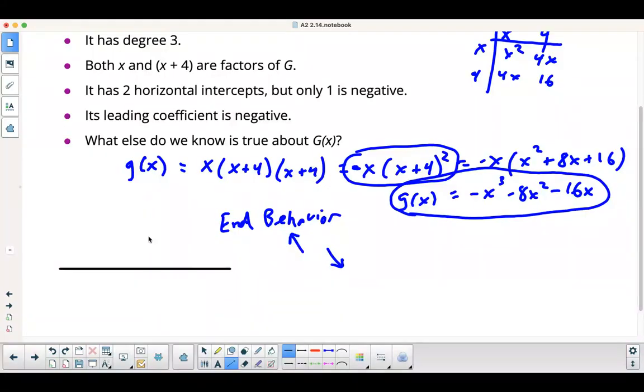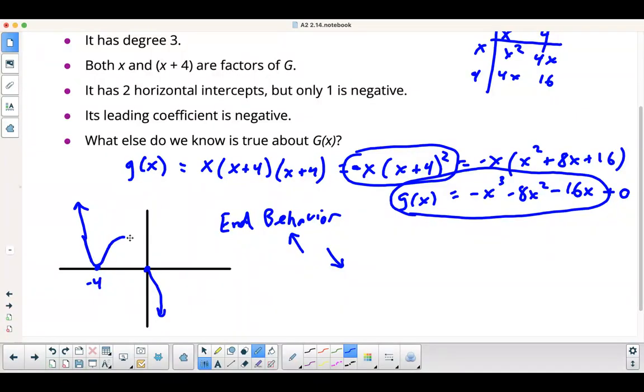If this is my x-axis and this is my y-axis, I know I'm going to have a y-intercept and x-intercept of 0, because my constant is plus 0. I also have an x-intercept of negative 4 here. Since negative 4 has an even multiplicity, a power of 2, I know it's just going to touch and not cross through. So for a rough graph, I'm going to make it come down, touch, bounce back up, and come down.